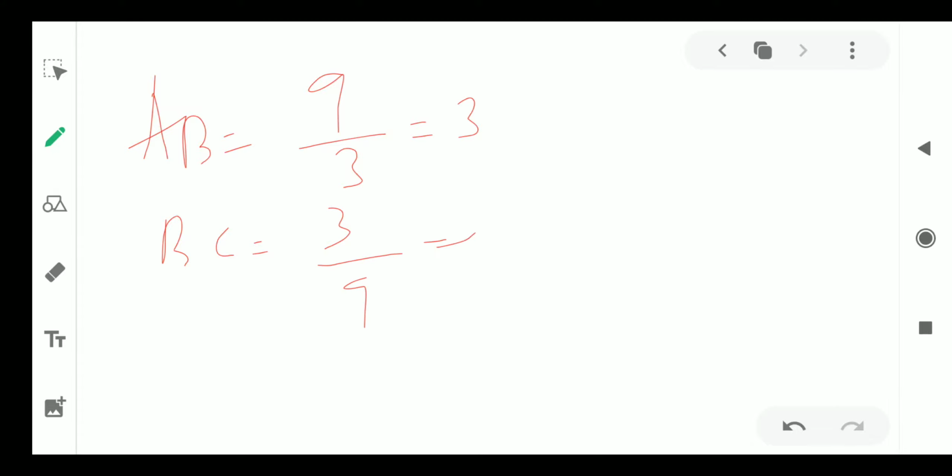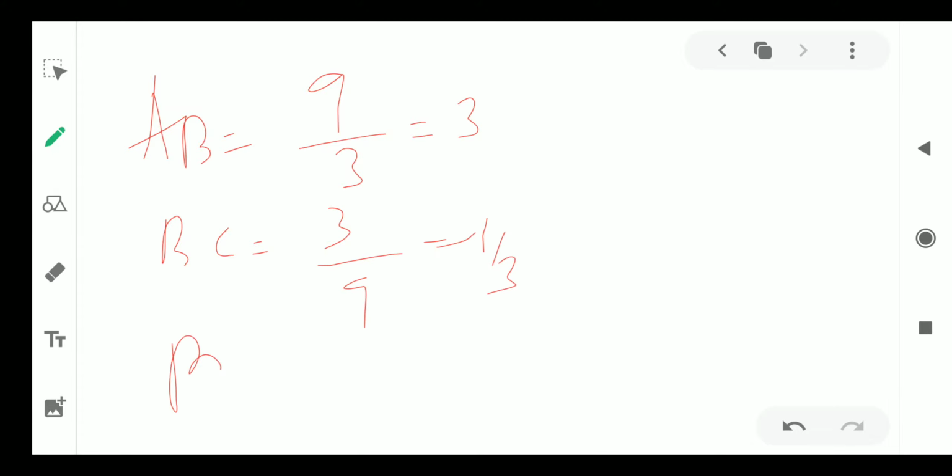Now look here, what is the slope of AB? AB slope is (y2 minus y1) by (x2 minus x1). 2 minus of -7 is 9, by -1 minus of -4, which is +4, so 3. So this will be 9 by 3, which is 3. What is the slope of BC? BC slope is 5 minus 2 is 3, and 8 minus of -1 is 9, so 1 by 3.